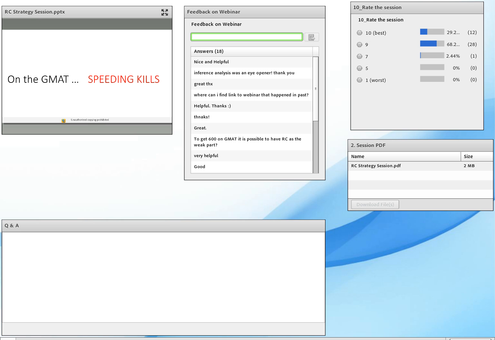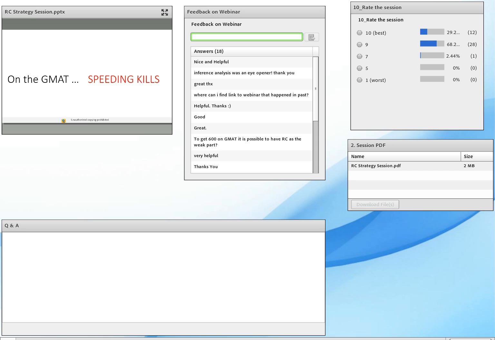Okay. I'm a course taker, and RC is the hard part. Is it possible to have RC as the weak part and get 600? Absolutely. If your target score is 600, then create your personalized study plan. You don't really need to master RC, right? But you will definitely need to do well in CR and SC.